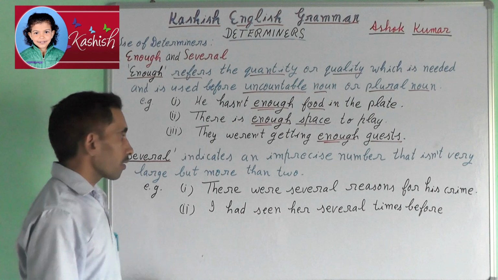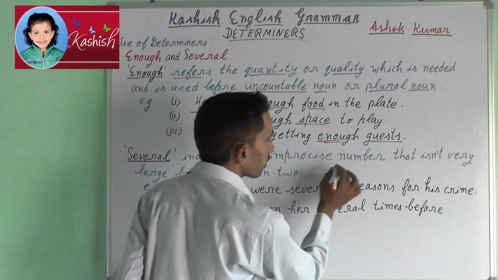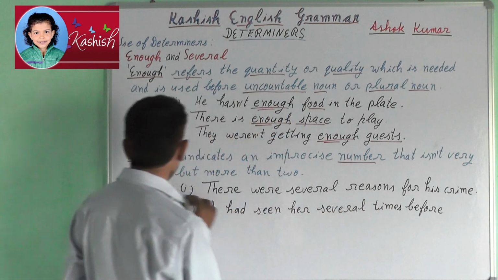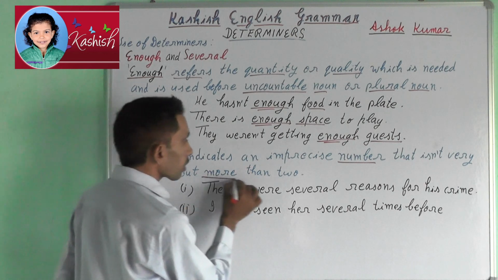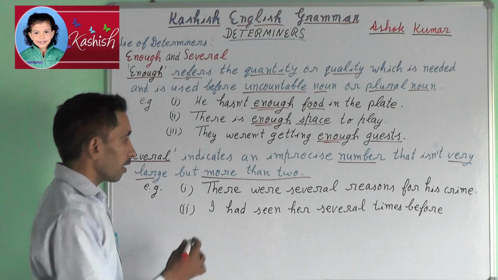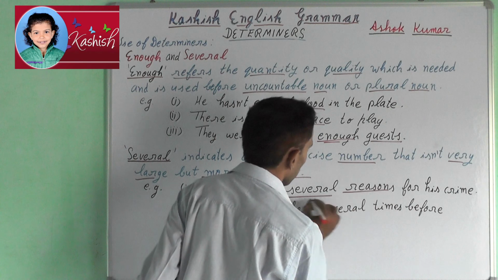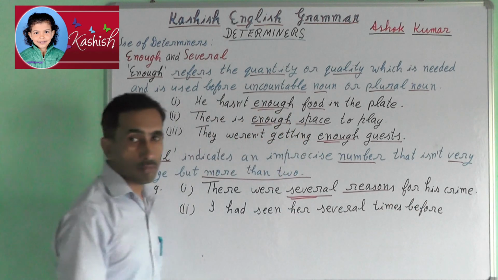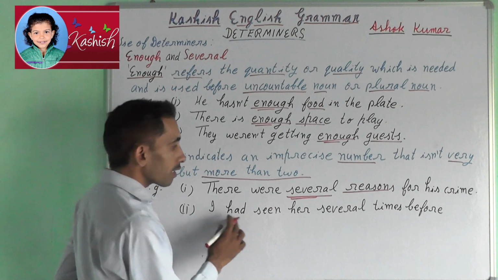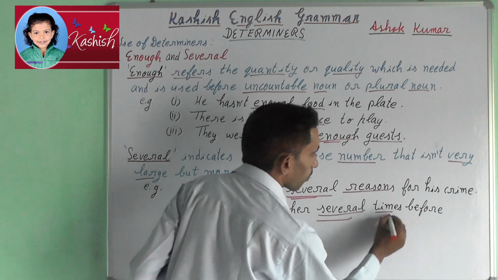Several indicates an imprecise number that isn't very large but more than two. For example, there were several reasons for his crime. Next, I had seen her several times before.